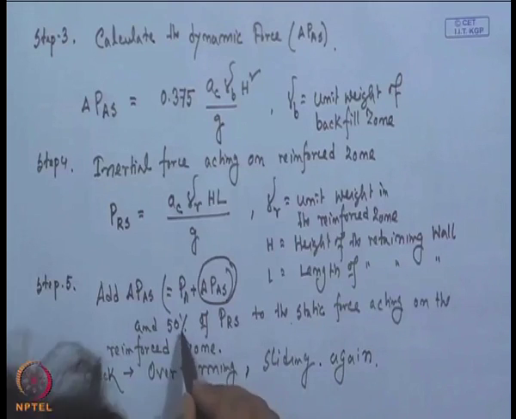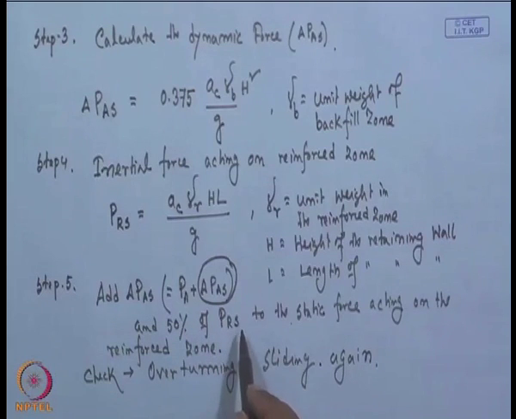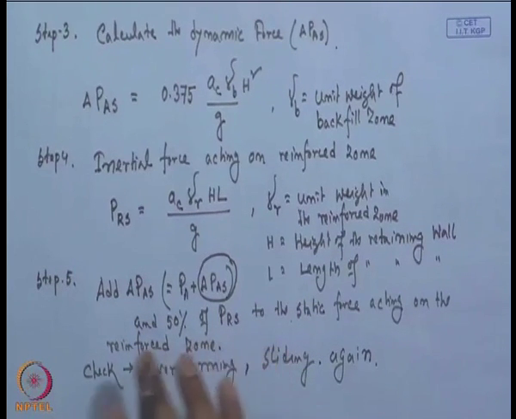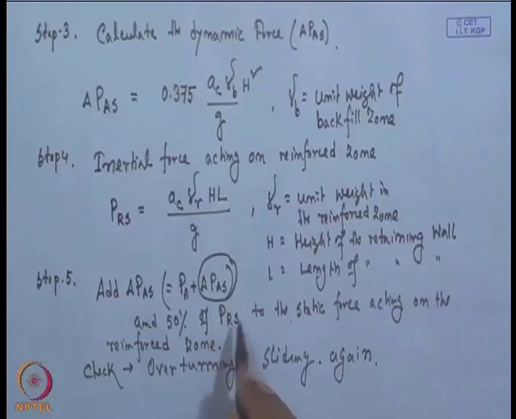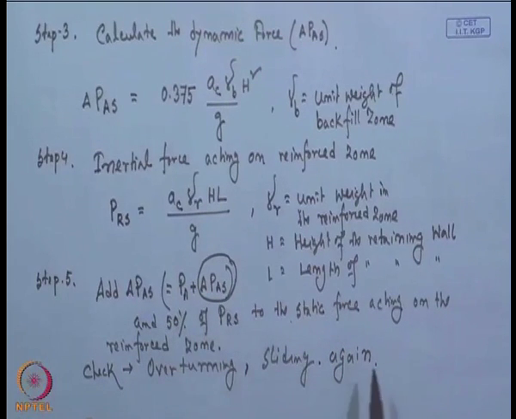Now, the question is why we have taken 50% of P_RS. The reason is that the maximum values of delta P_AS and P_RS are unlikely to occur at the same time. That means the full values of delta P_AS and P_RS will not exist together. So, that is why we take 50% of P_RS and then check overturning and sliding. Once we check, if it is safe, then fine.